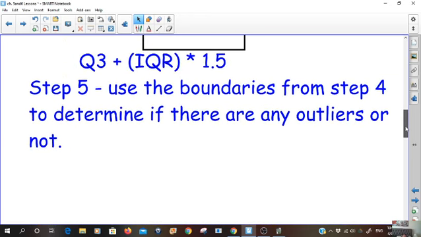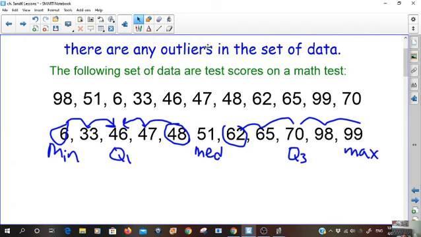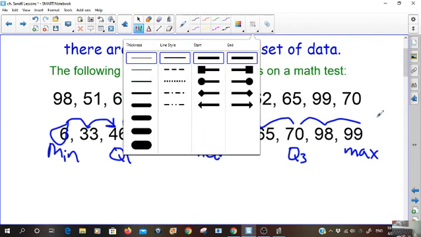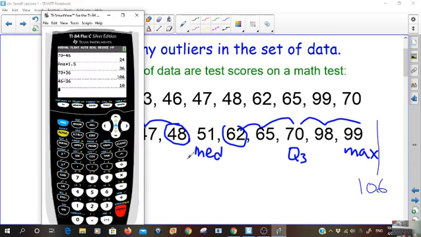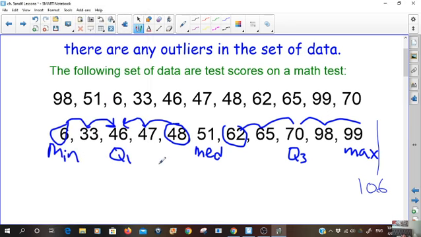Cool. So now use those boundaries to determine if they're outliers or not. Upper boundary, what do you think? If our upper boundary is 106, any outliers? No, because 106 is bigger than our maximum. And then our lower was 46 minus 36, so that was 10. So 10 is our lower boundary, and that's our upper boundary. On our lower boundary, we did have an outlier, a star right at 6. And then our new minimum would be 33. Does that make sense? That's our new minimum.